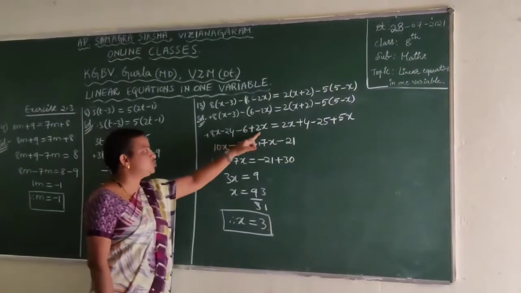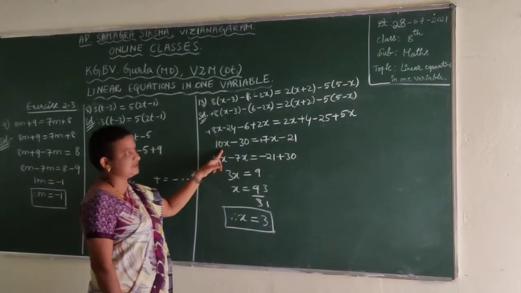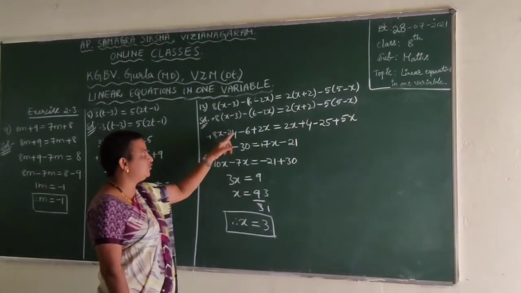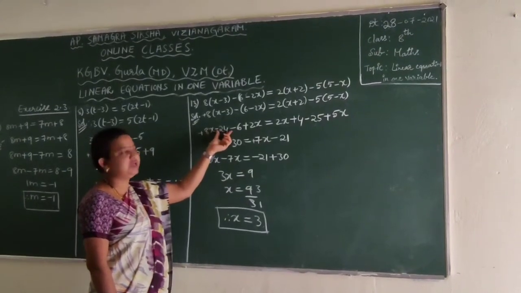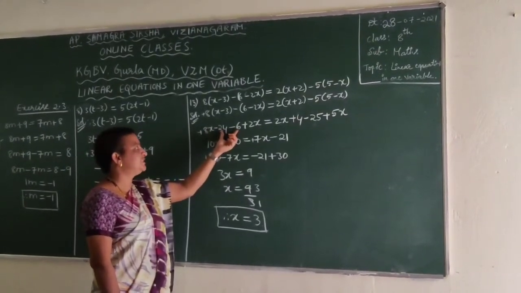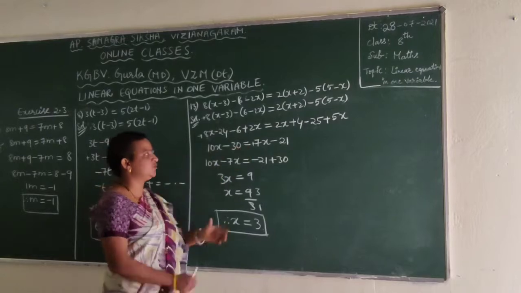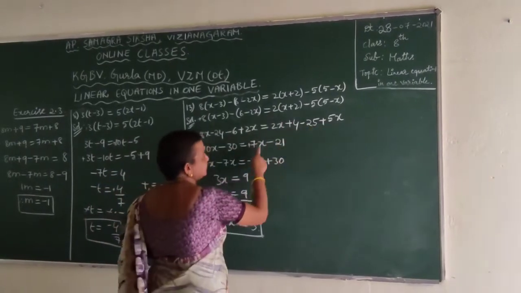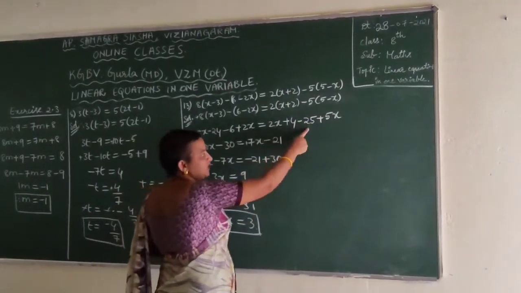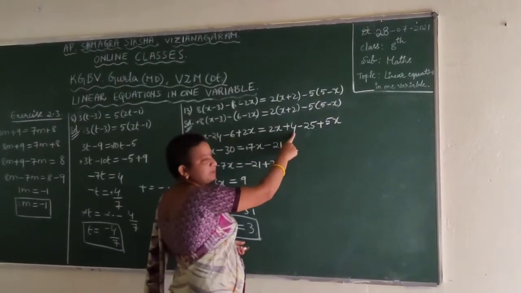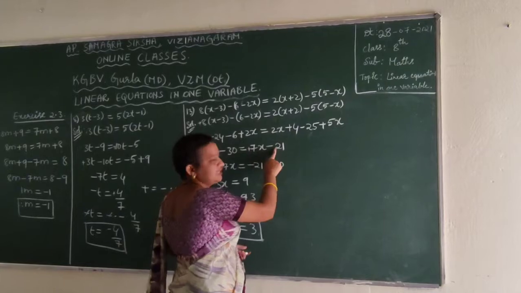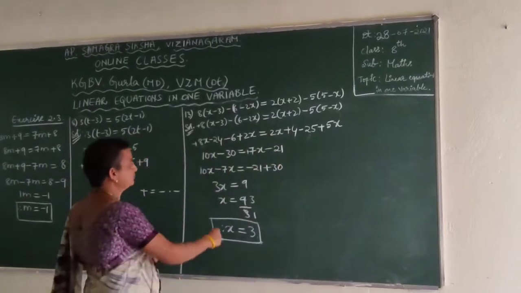8 apples plus 2 apples gets 10 apples. 10x minus 24 minus 6. Okay, these are having the same sign. That's why we add 24 plus 6, 30. Minus 30 is equals to 2x plus 5x, 7x, plus 4 minus 25. Both are having negative signs. So you have to subtract 4 from 25. We get minus 21. Okay.